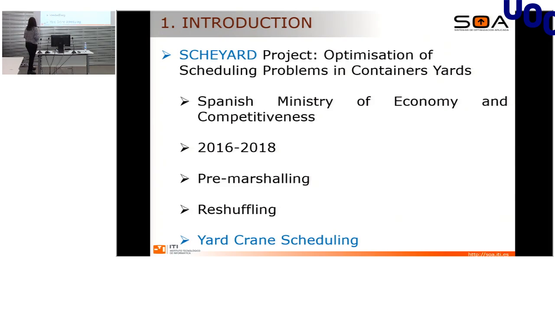The reshuffling problem is when, once the vessel is already loading or unloading the containers, you can also relocate some containers at the same time. And finally, the yard crane scheduling problem, we want to obtain a sequence for the crane in order to extract the containers from the yard to the vessel, or unload the containers from the vessel to the yard. So we want to optimize the sequence of movements for the crane.